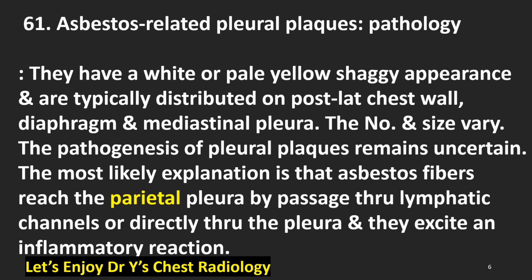The pathogenesis of pleural plaques still remains uncertain. The most likely explanation is that asbestos fibers reach the parietal pleura by passage through lymphatic channels or somehow directly through the pleura, and they excite an inflammatory reaction.